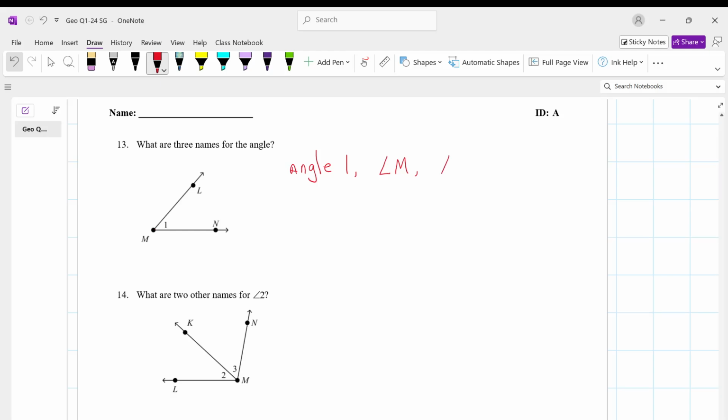We can call it angle LMN, or you can call it angle NML. The M has to be in the middle of the description if you're using 3 letters.